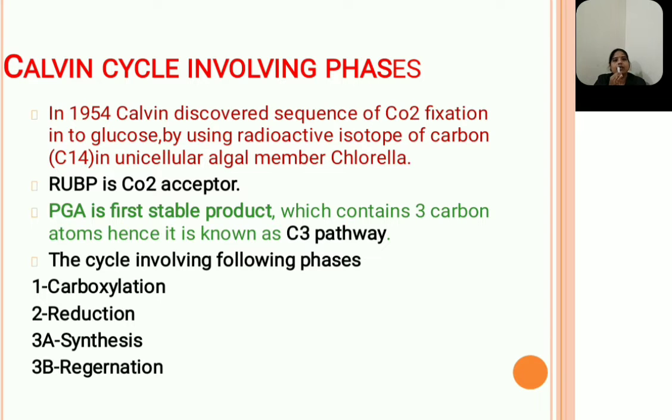It is also known as the synthesis phase, another name for the second phase of photosynthesis, the dark reaction. It is known as the C3 pathway because PGA is the first stable product, which contains 3 carbon atoms. Hence it is known as the C3 pathway. And RuBP is the carbon dioxide acceptor.